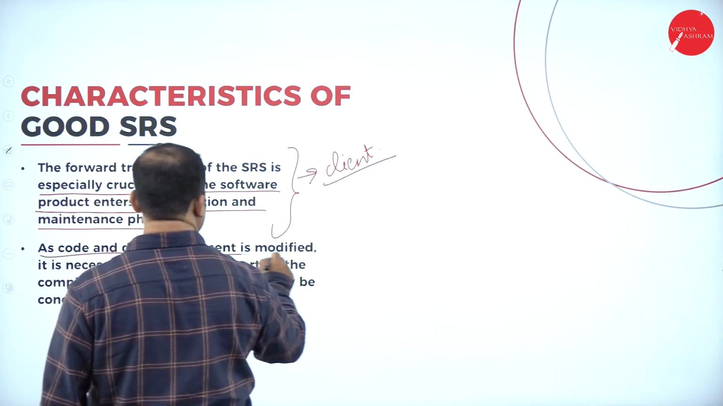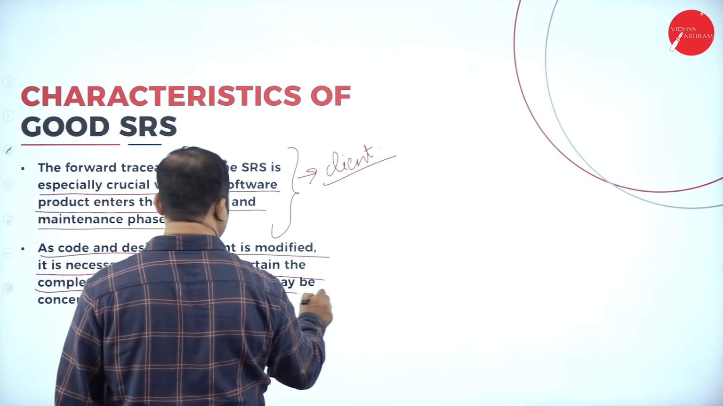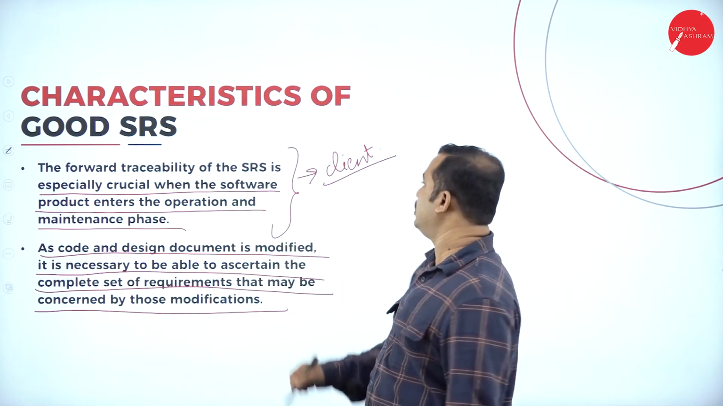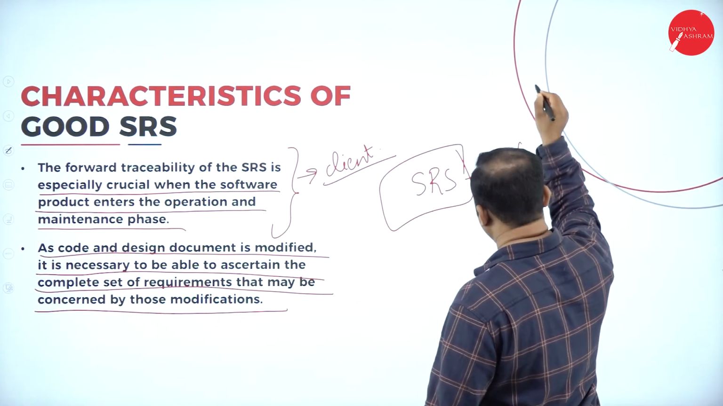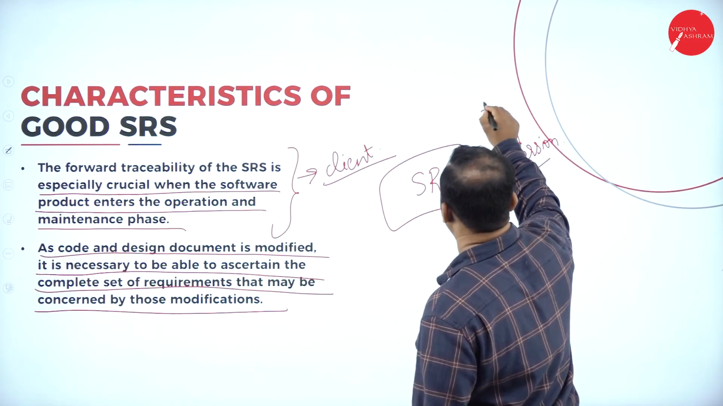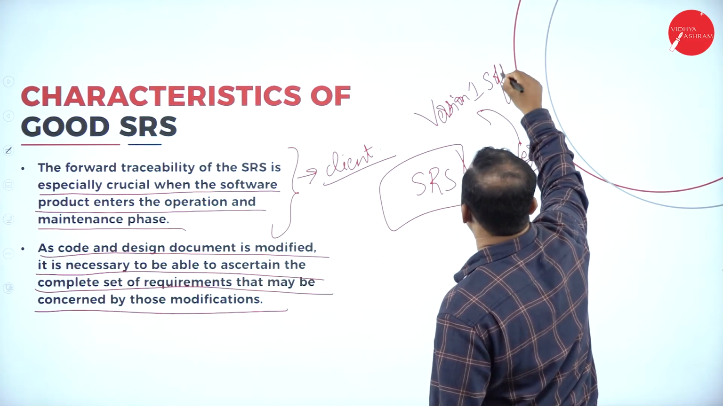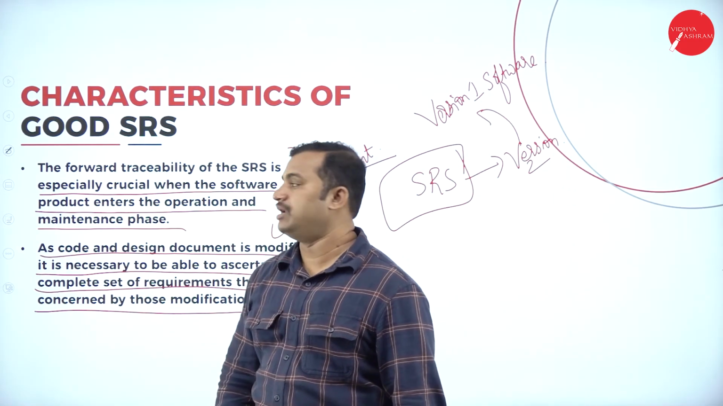As code and design documents are modified, it is necessary to be able to ascertain the complete set of requirements that may be affected by these modifications. Because if there are any minor or major modifications, they have to be reflected immediately in the SRS, so that the next version of the software, that is version 2, shall be considered and verified with version 1 of the software. That is called forward traceability.